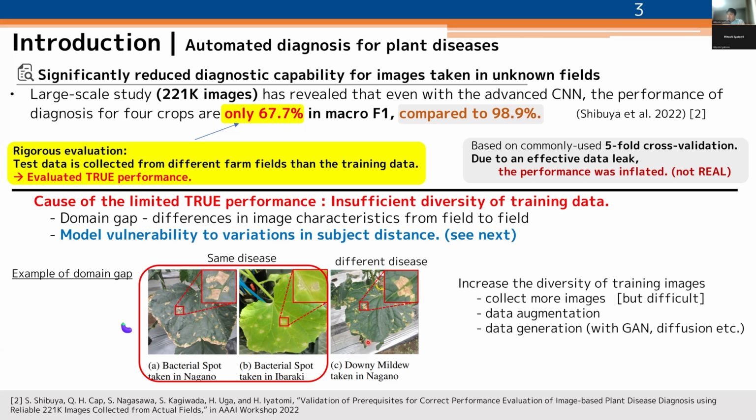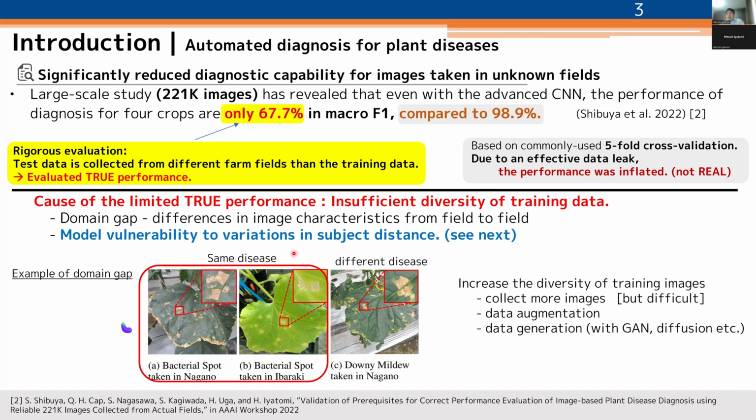Here, this image looks similar to this one, but it is a different disease with quite similar appearance. This is a difficulty caused by the domain gap. To overcome this problem, collecting more images is important, but usually difficult. So data augmentation and data generation are a good way to overcome this difficulty.